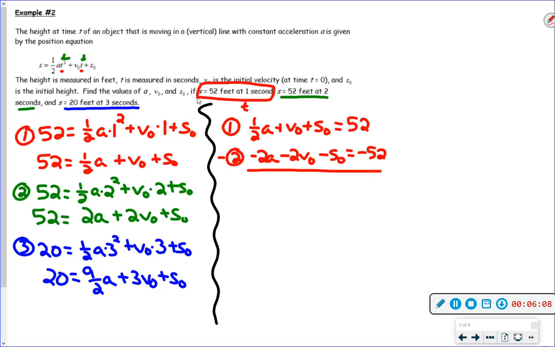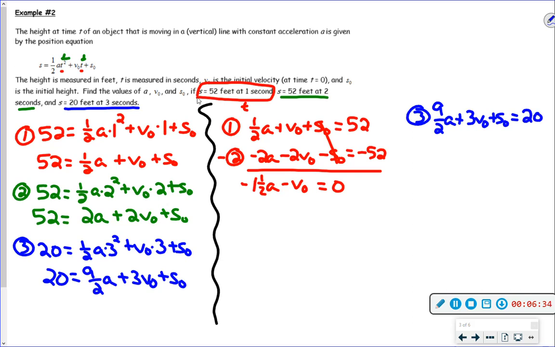Okay, let's add these together. A half minus 2, a half minus 2, negative 1 and a half. v0 minus 2 v0. S0's cancel. Got it. Clearly, we need to do something with equation 3. So I'm going to jot that down. Again, I'm going to put the variables on the left like we're used to. And then we equal 20.